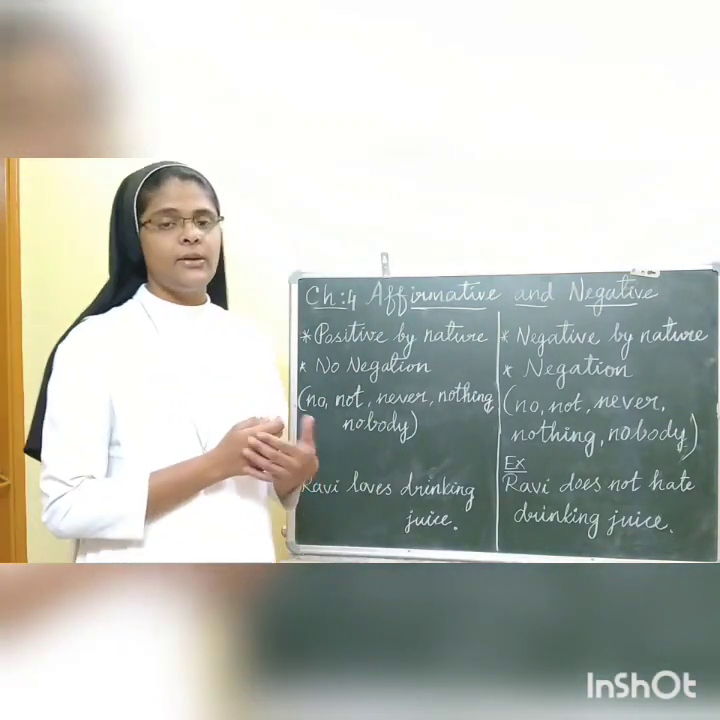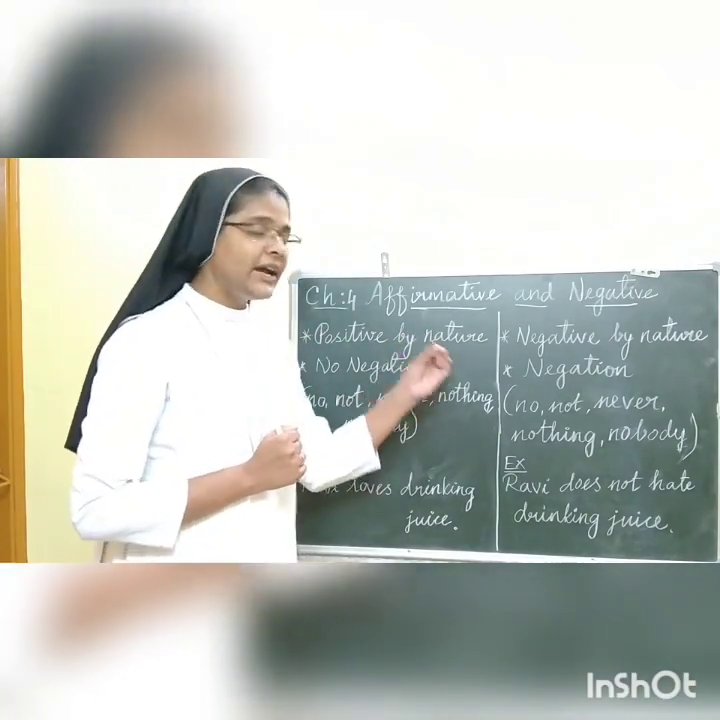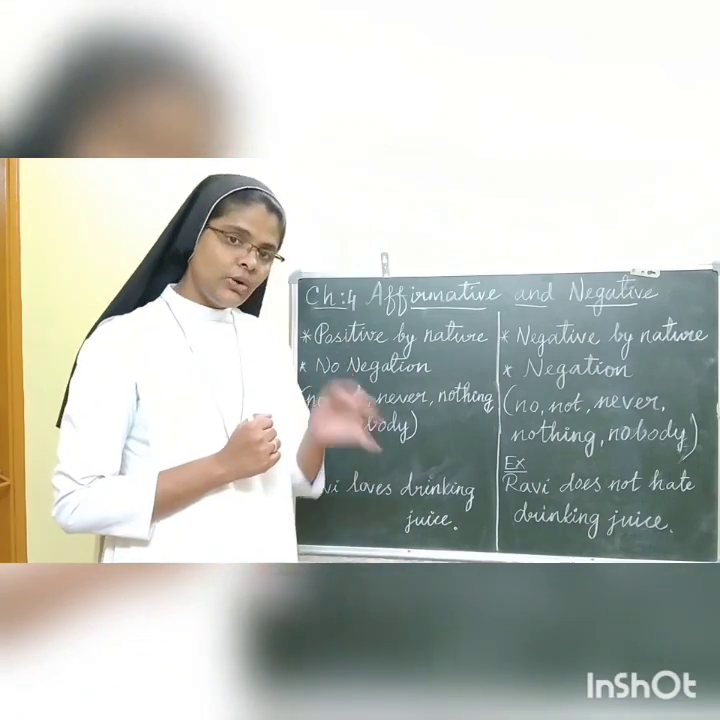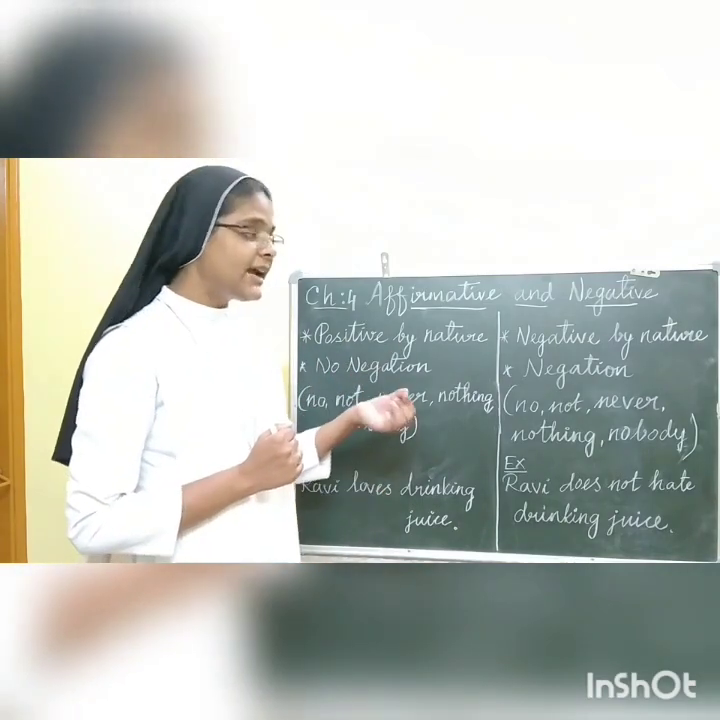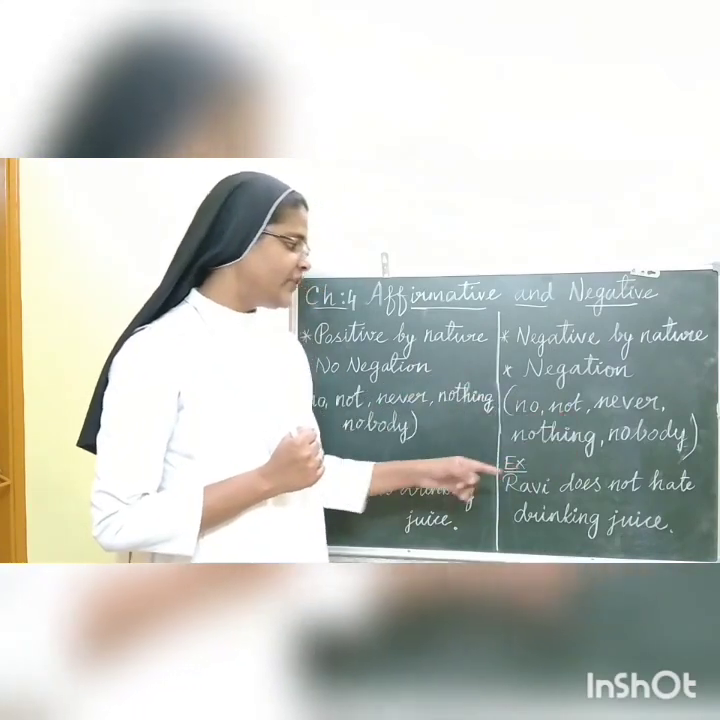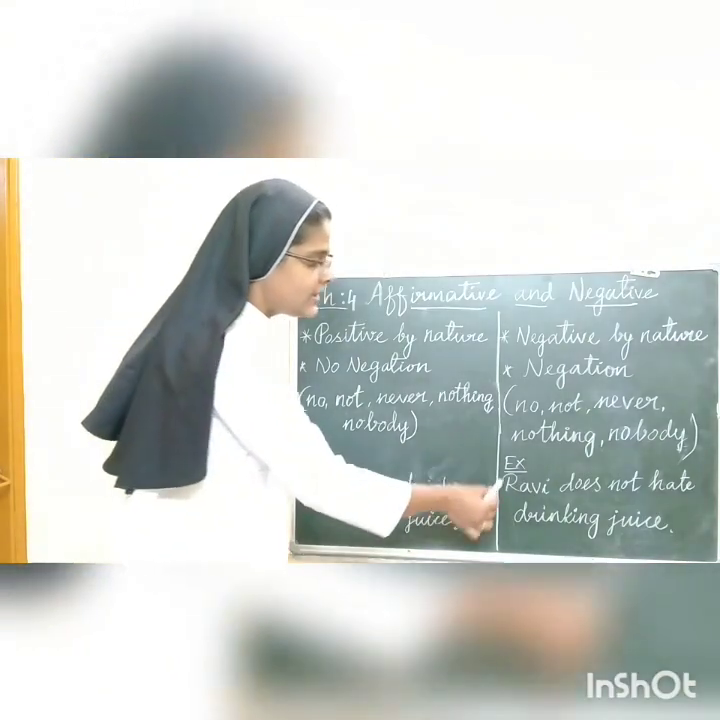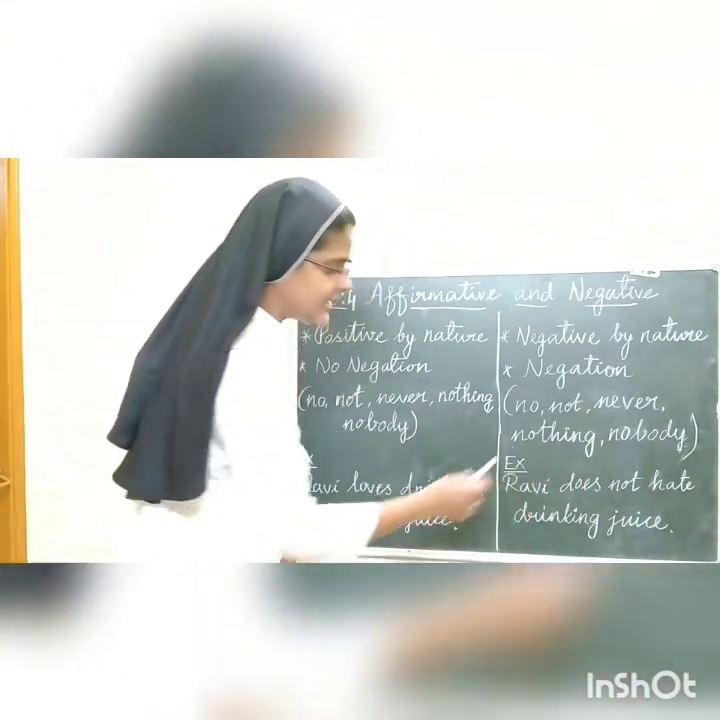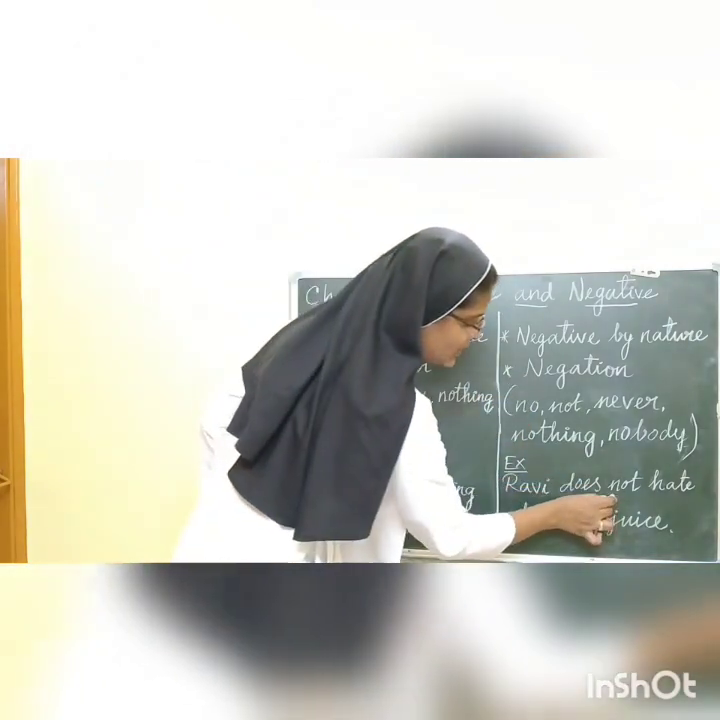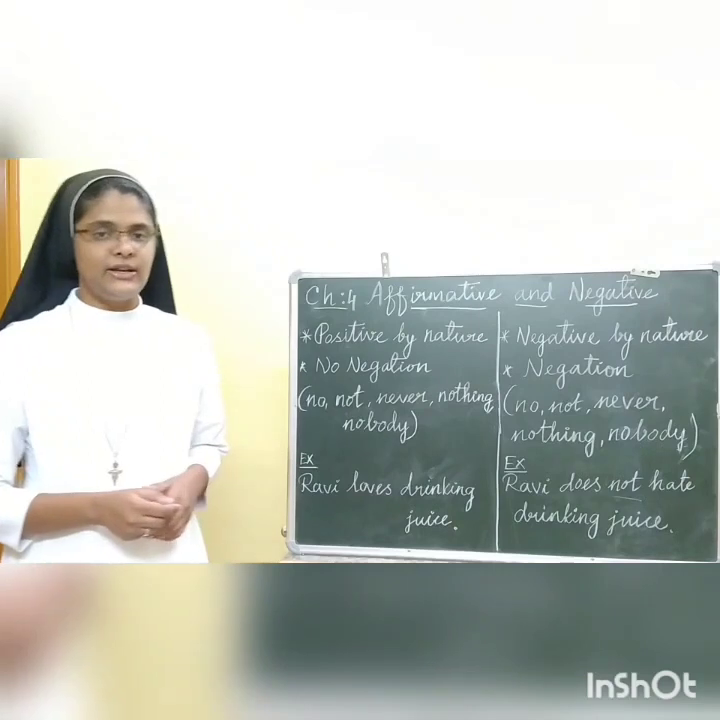Now let us see what a negative sentence is. Negative sentences are negative by nature. They contain the negation of no, not, never, nothing, nobody. For example, Ravi does not hate drinking juice. Here we have the negation of not. So this is a negative sentence.